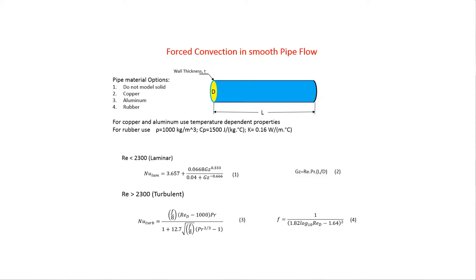And I will go ahead and define a function for each one separately, and then we define a table, and the table would be a function of Reynolds number, and we say that if it's less than 2300 we use the laminar, if it's greater than 2300 we use the turbulent.